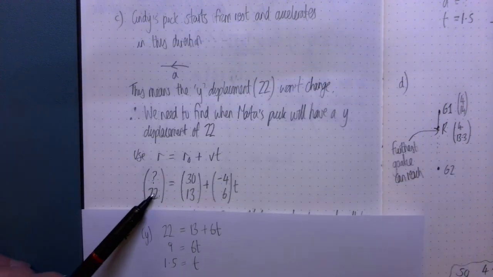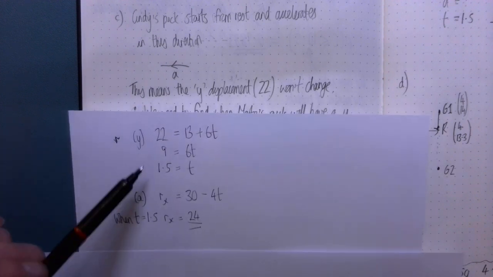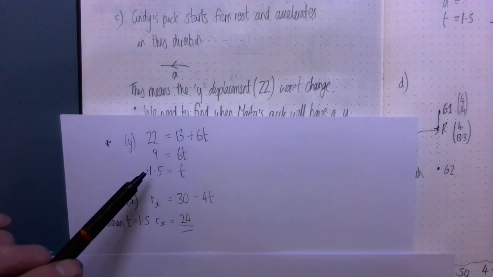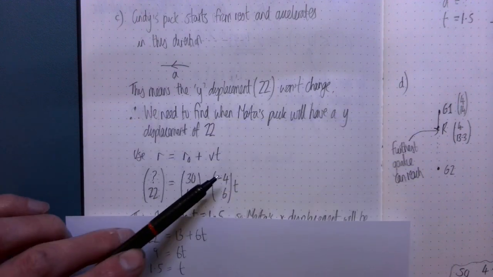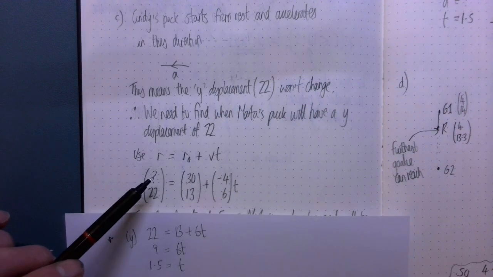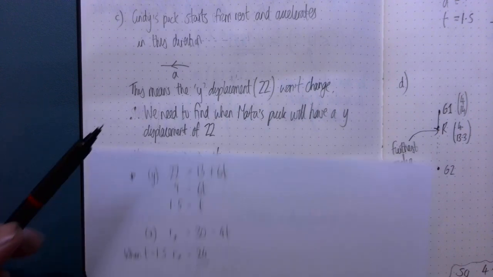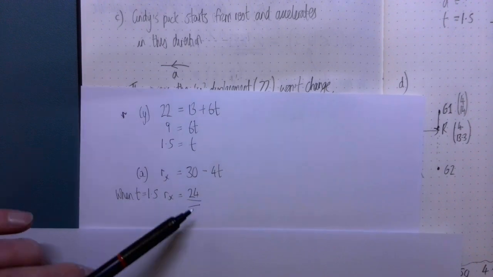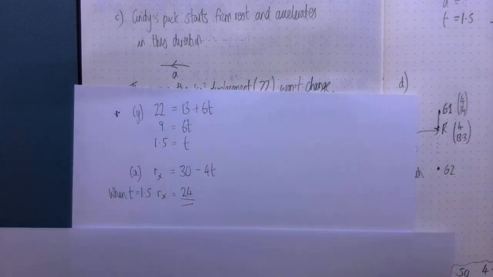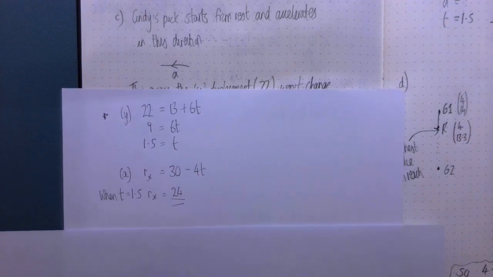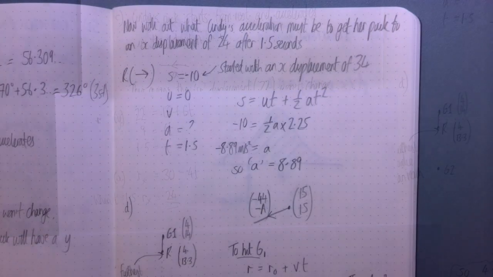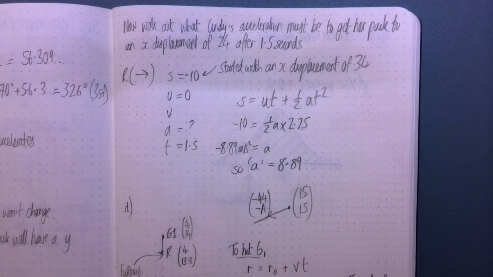So looking at the y equation here, we get that 22 is 13 plus 6t, which is how I know that t is 1.5. And then trying to work out where it is in terms of x, the x position is equal to 30 minus 4t, and we now know that t is 1.5. So that's how we know that when Cindy meets the puck, her x displacement is 24, and that's happened after 1.5 seconds.